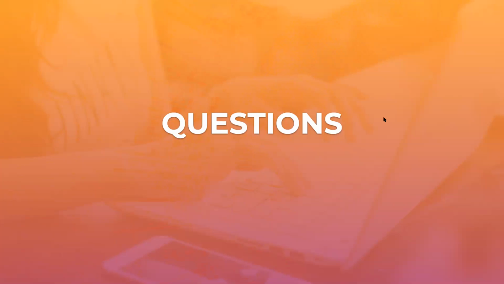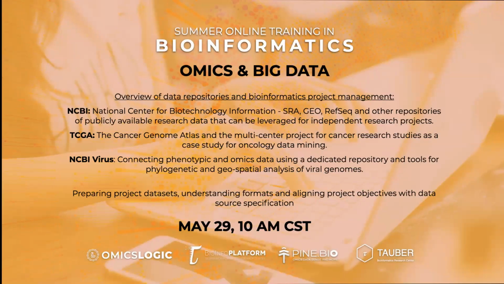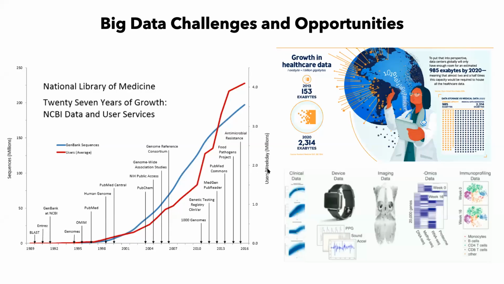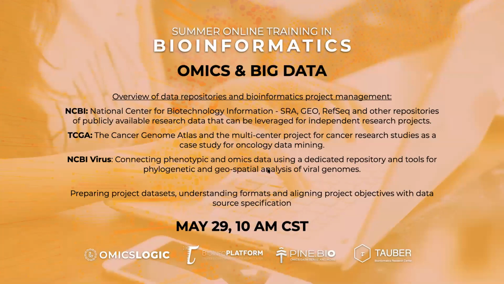The topic of today's session is the different types of data. We'll talk today about finding different types of sequencing data on Sequence Read Archive, what's called SRA.